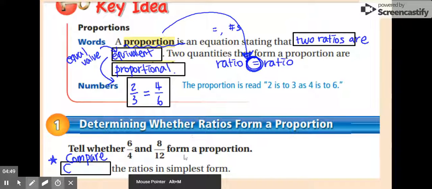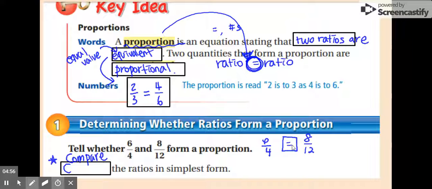So compare 6 to 4 and 8 to 12. They are going to be equivalent. So 6 to 4, if you divide it by 2, it's going to be 3 to 2. And what about this? If you divide it by 4, it's going to be 2 over 3. Do you think those are equivalent? 2 over 3, 3 over 2? They're not equal, right? So does it form a proportion? No, it's not a proportion.